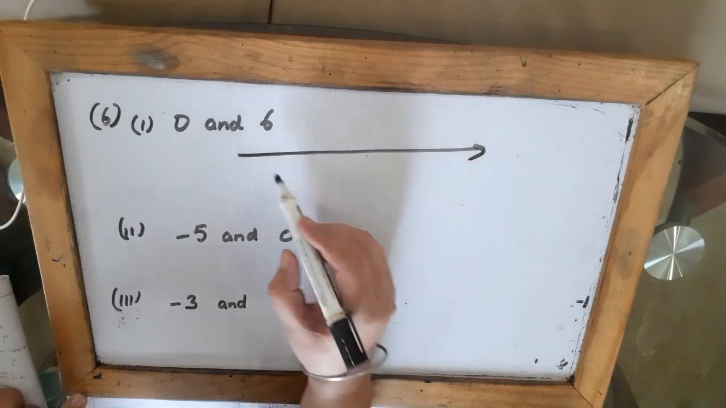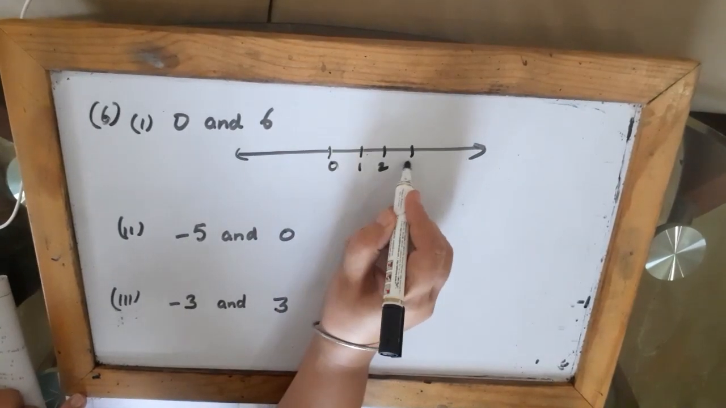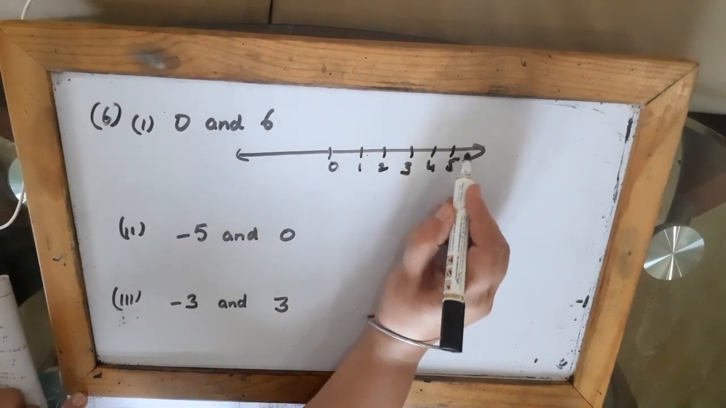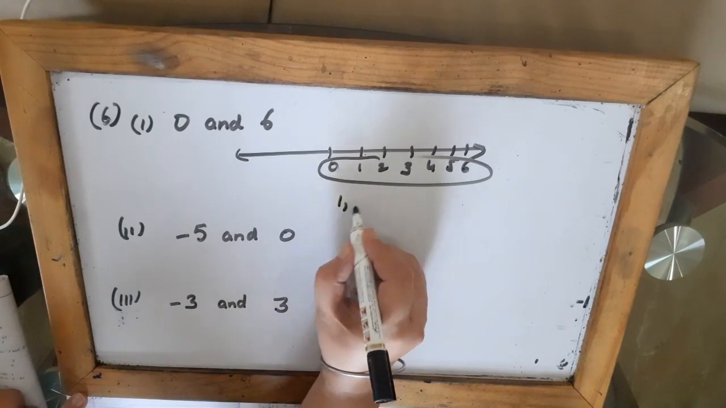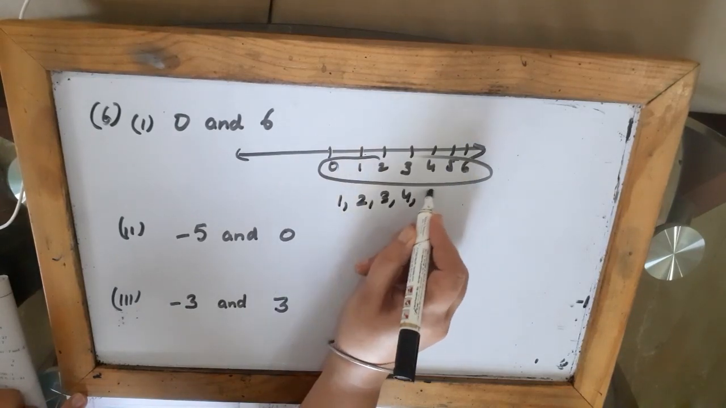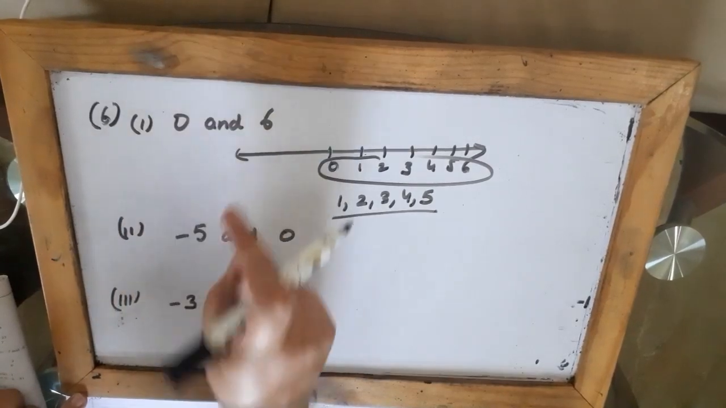Write all the integers between 0 and 6. So what comes after 0? 1, 2, 3, 4, 5, 6. So between 0 and 6, what are all the integers? 1, 2, 3, 4 and 5. So these are the integers lying between 0 and 6.